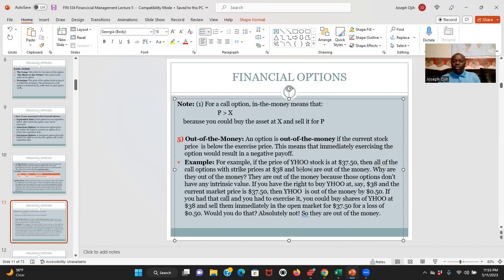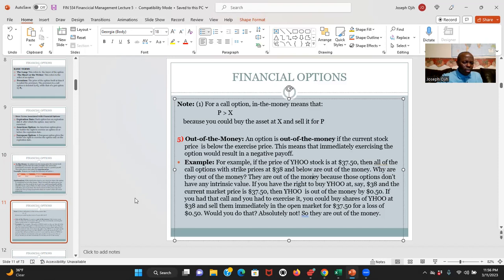If you assume that you buy the stock at $38, but the current market price is at $37.50, then after paying for the premium, you lose money when you exercise the option. So we say that it is an out of the money option.